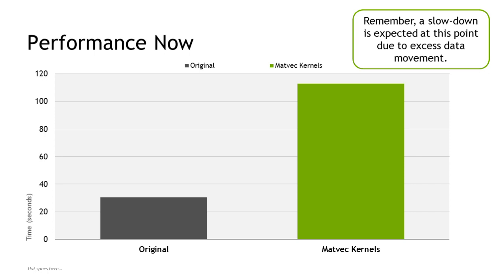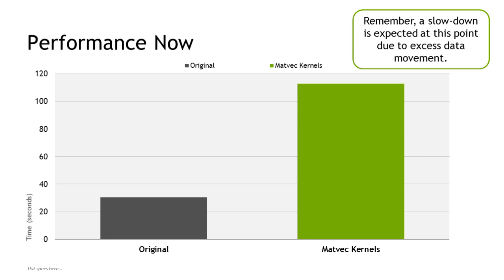And I want to point this out to you because it's important to remember that as you're doing this, for the first couple steps, you may see a slowdown because we haven't dealt with the data motion yet. And even with unified memory, what's going to happen is that I'm going to run matvec on the GPU, but then I need to copy the results back for the other two routines.